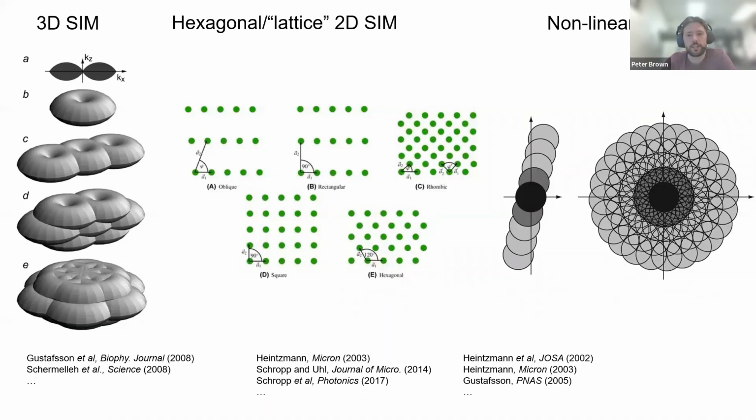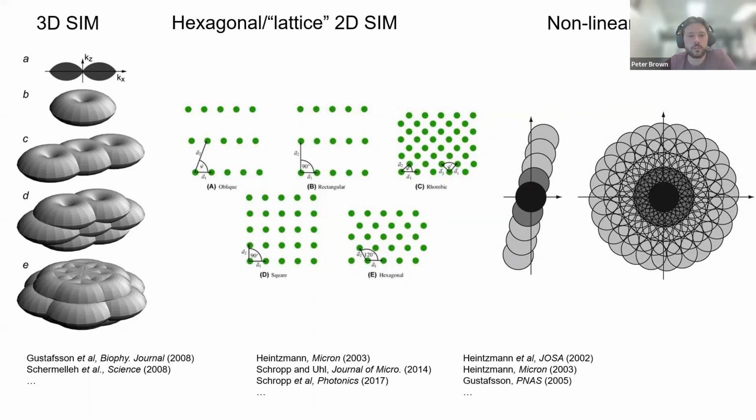SIM is also a very flexible idea, since the essence of it is simply applying a structured pattern and relying on frequency mixing. You can imagine there are many different ways to do this and to potentially get more information out of the process beyond the 2-dimensional SIM that we've discussed so far. For example, if we use 3 beams, we could do 3D SIM and get super resolution along the optical axis as well as transverse to it.